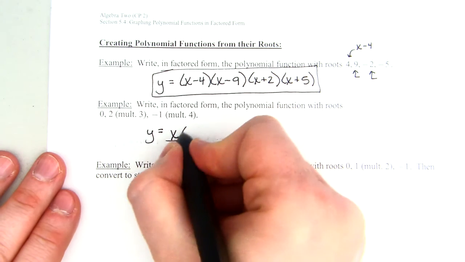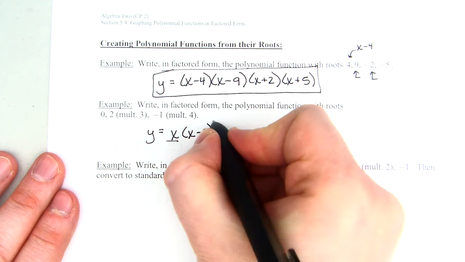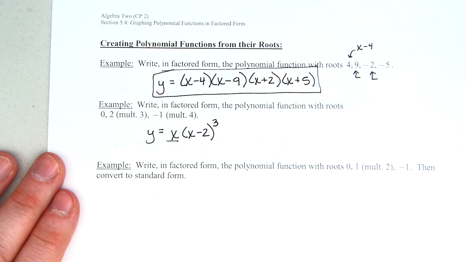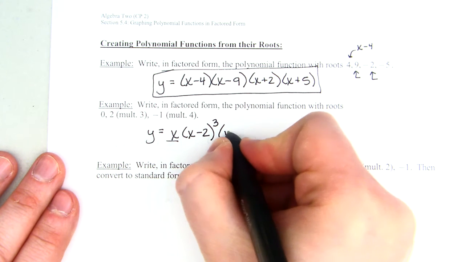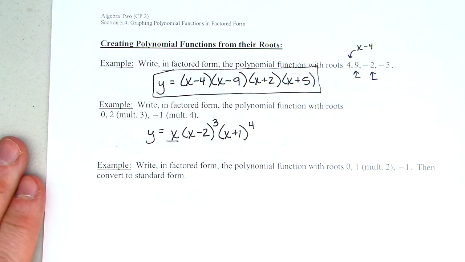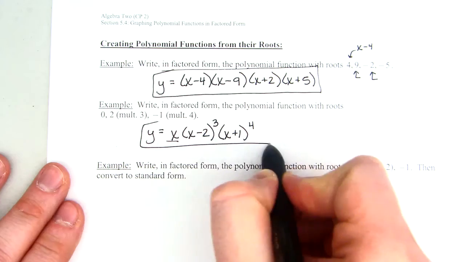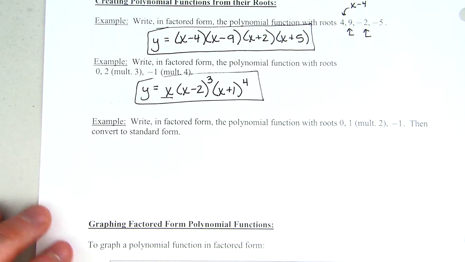How am I going to get 2? I want x minus 2. I want a multiplicity of 3, so I'm going to say cubed. Then I want negative 1 with a multiplicity of 4, so I'm going to say x plus 1 in parentheses to the 4th. And that's my final answer. Next one, write in factored form the polynomial function with those roots, then convert to standard form. Take a moment to do the factored form, stop, and then we'll deal with standard form.